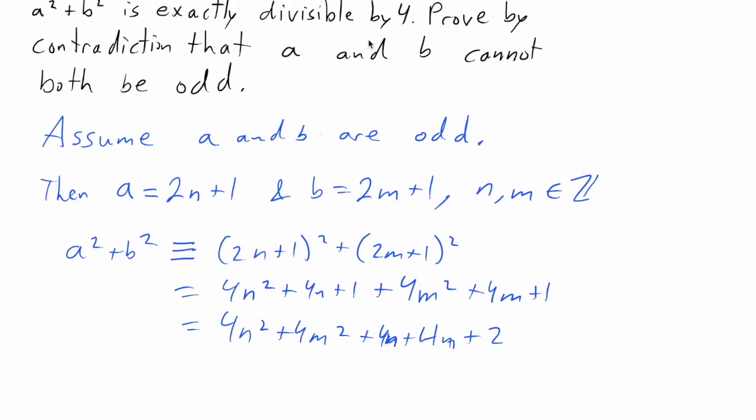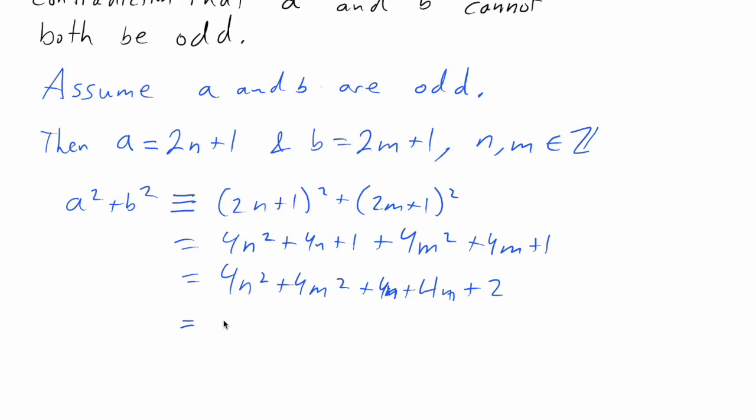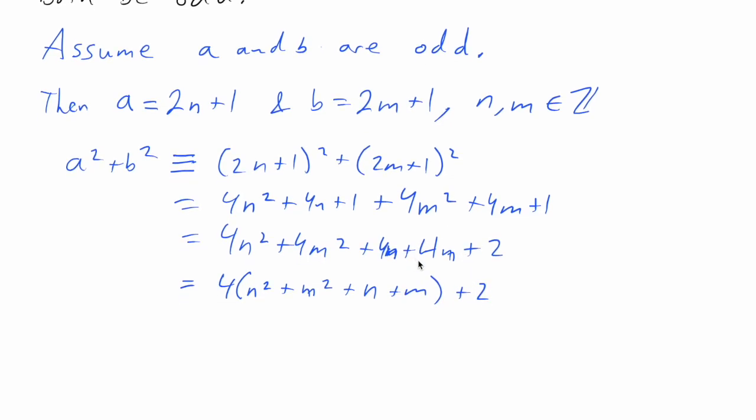And we want to get the contradiction with the divisible by 4 thing. So this is not divisible by 4, and the way you can show that is you can factor out a 4. If it is divisible by 4, then you should be able to factor out a 4 from everything. But you can factor out a 4 from these first 4 terms, but not the last one. This means actually it's 2 more than a multiple of 4. Or you could say, therefore a squared plus b squared is not a multiple of 4.